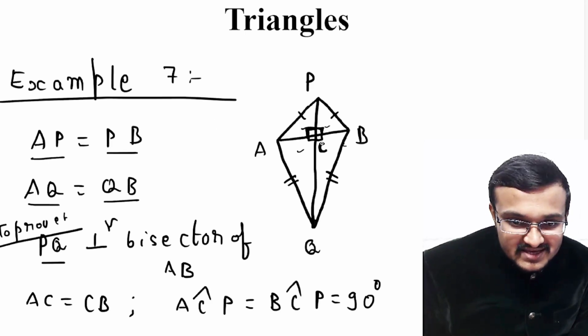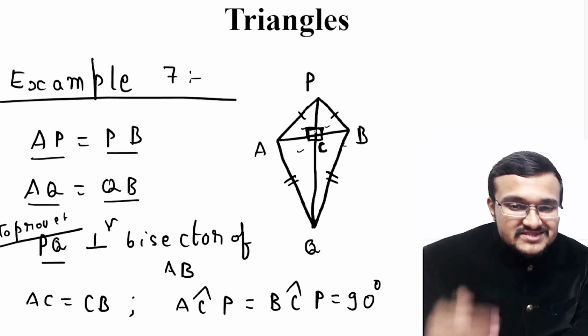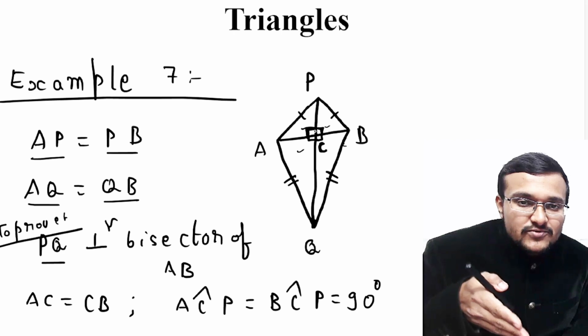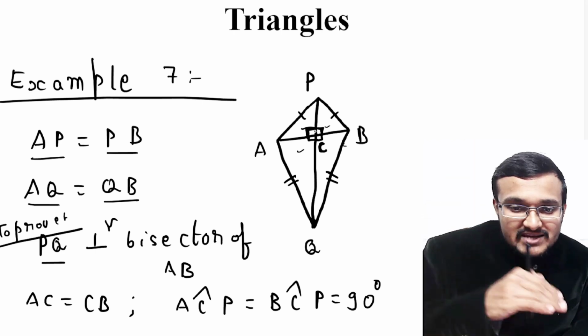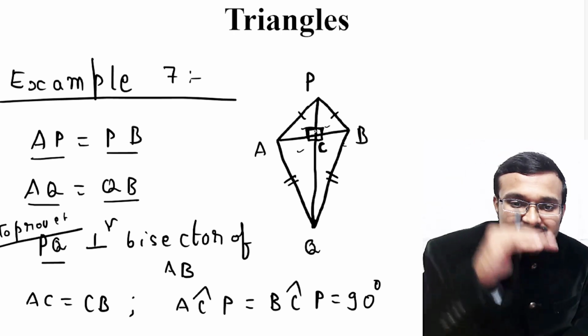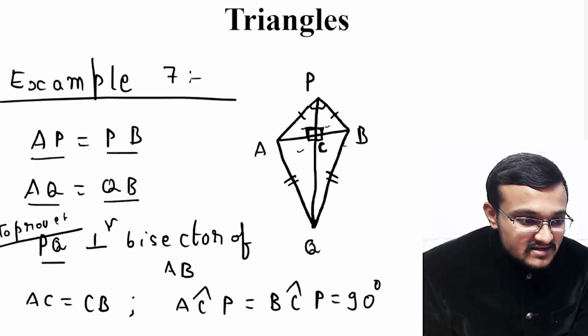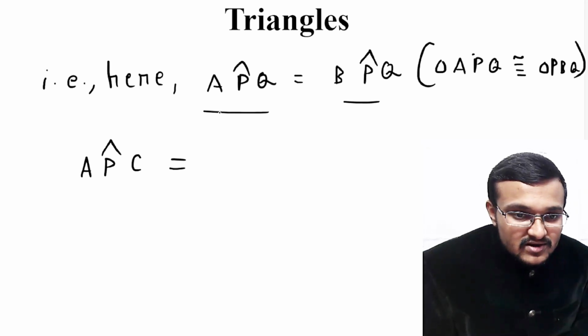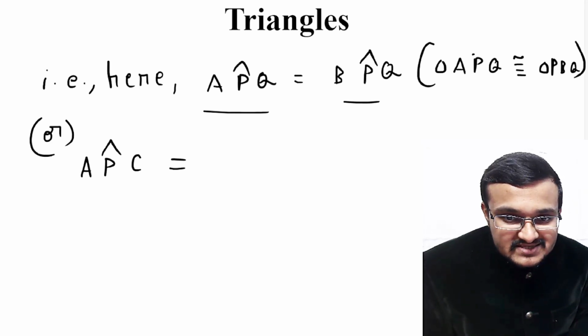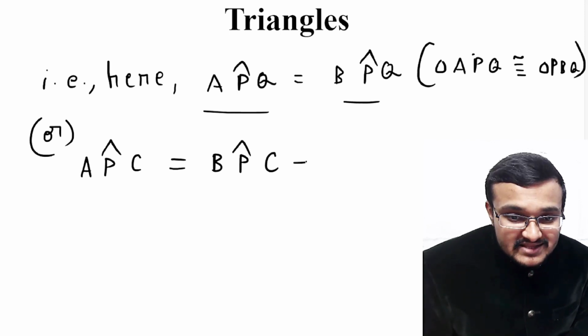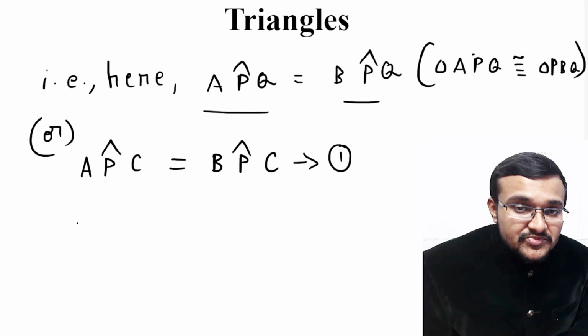Here in the image you can see, instead of writing APQ, I can just end it at C because C is lying on the PQ line. So in the place of taking APQ, I'll just take APC. That is, this particular angle we have proved equal to this particular angle. So here in the place of APQ, I can write APC. So angle APC is equal to angle BPC. Let's call this equation 1.